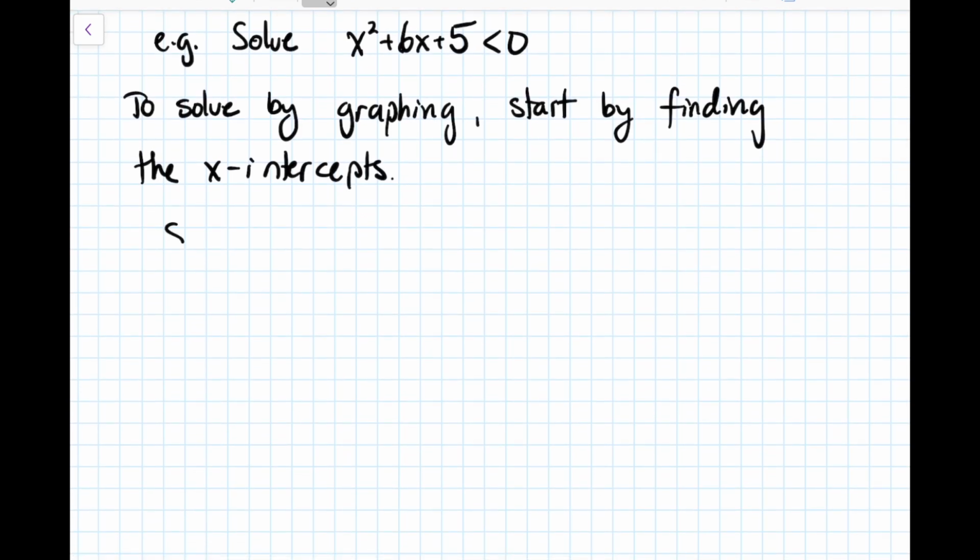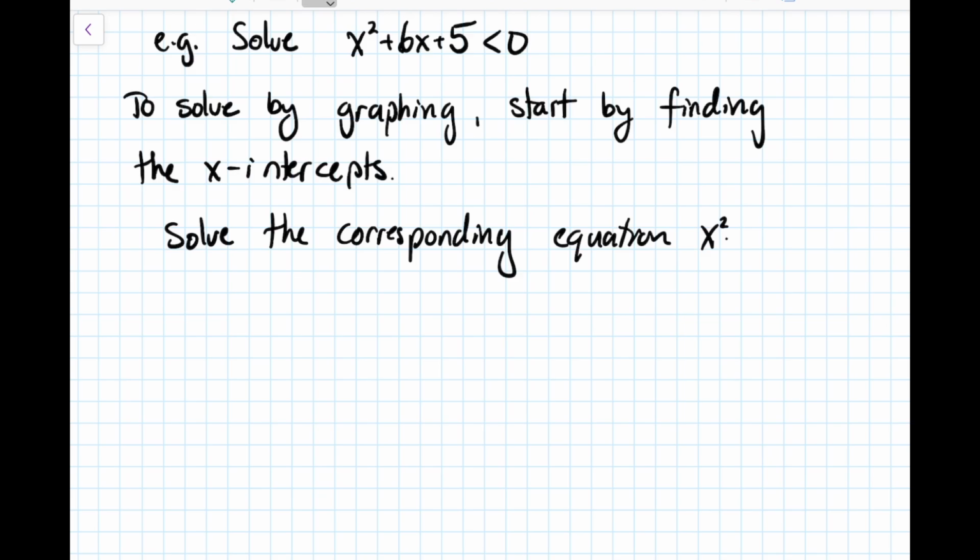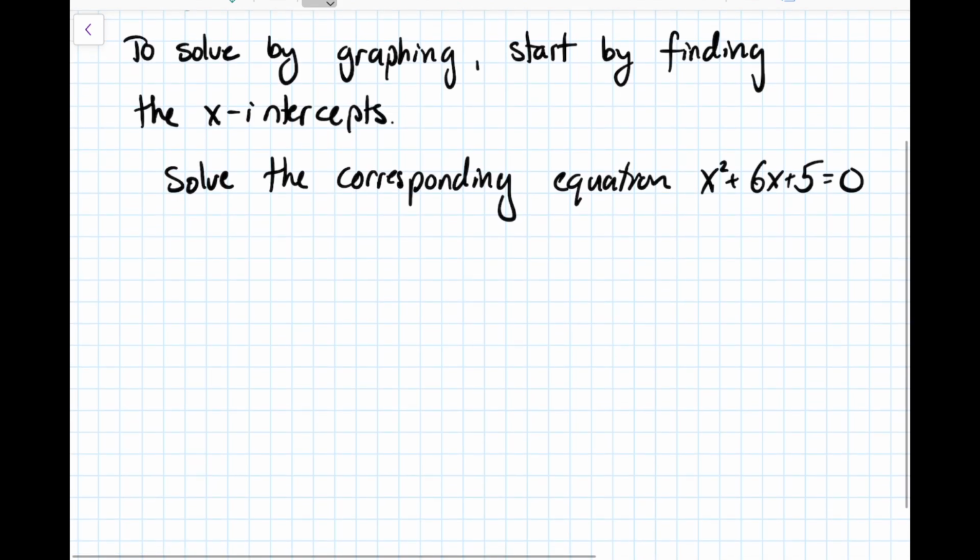So the way we're going to find those x-intercepts is by solving the corresponding equation. We're going to ignore the inequality, and we're just going to solve x squared plus 6x plus 5 equals 0. Remember, this is what we did in chapter 4 as well, right? When you set it equal to 0, that's going to be your x-intercepts, your solutions, your roots, your zeros, whatever you want to call them.